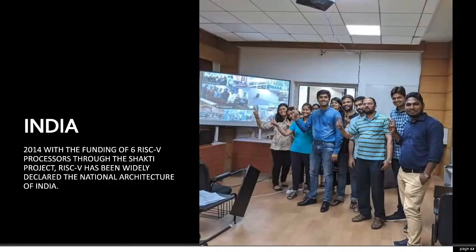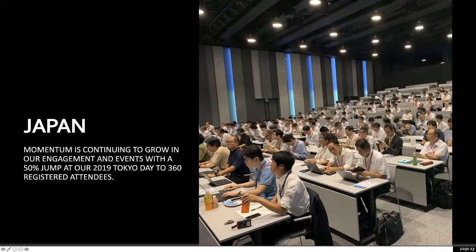India was one of the early countries that adopted RISC-V as a national architecture. And the government there has funded 2 major projects developing. One project is developing 6 open source RISC-V cores. Another one is developing high-performance superscalar out-of-order cores for use by the Indian government projects. In Japan, we've had, thanks to Kawasaki-san, we've had great interest in Japan and growing attendance of these events. Thank you for driving this in Japan.